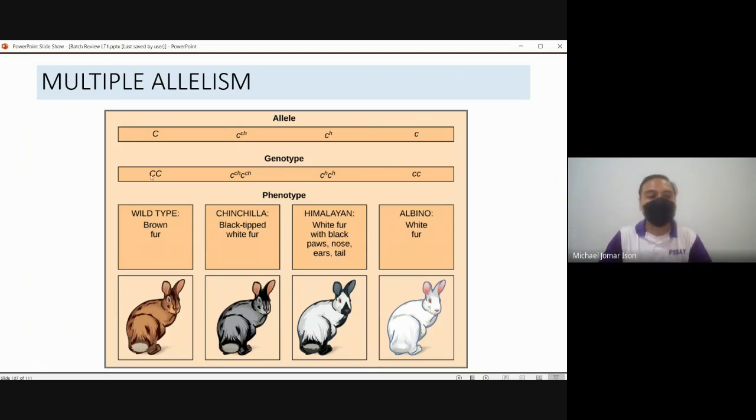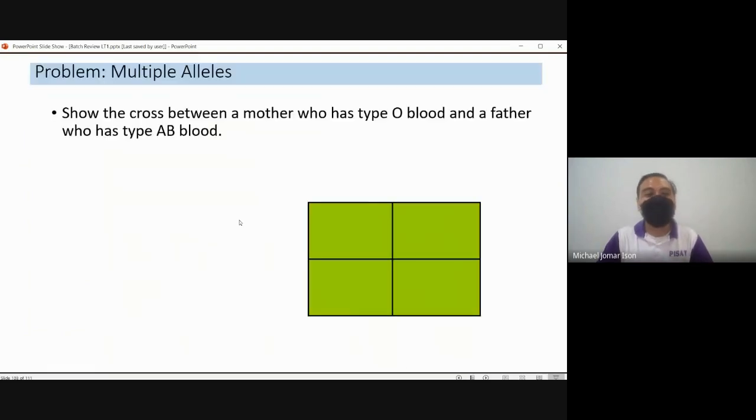So if you have a C and a small c, then the big C will be expressed. It will be brown fur. If you have a CH and then you have a CH, since CH is more dominant, it will become chinchilla. So something like that. So just look for the most dominant. Okay, you already know this.